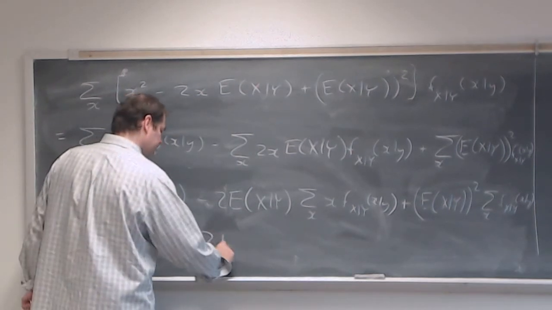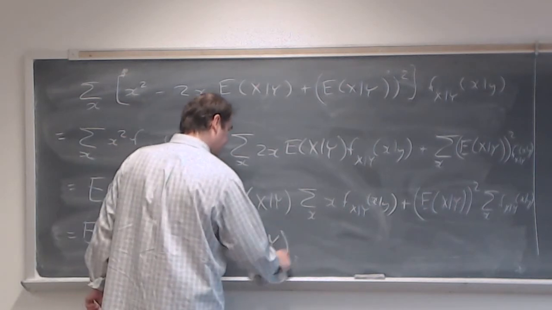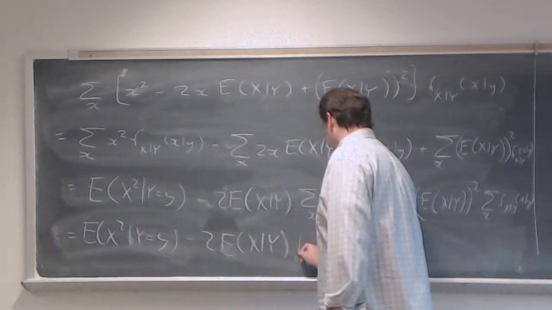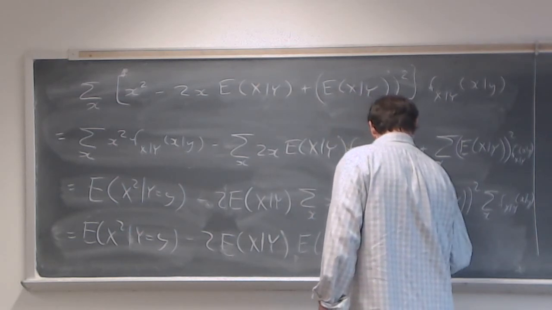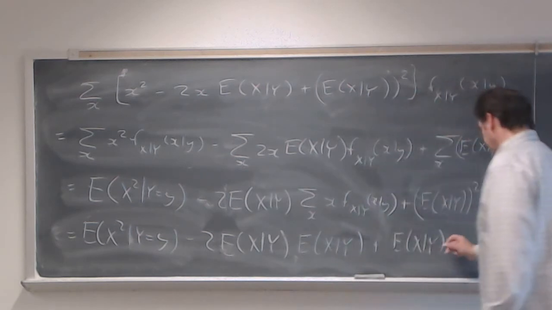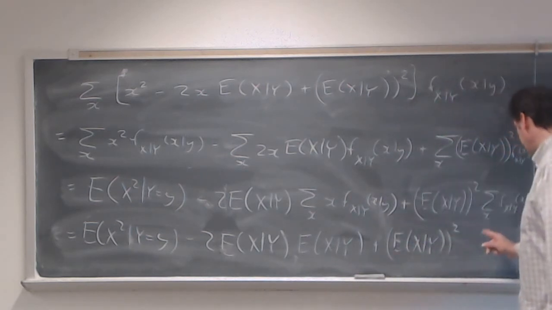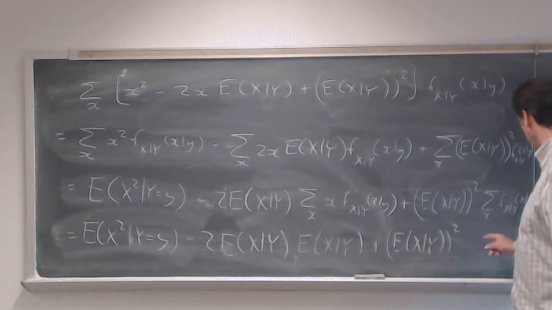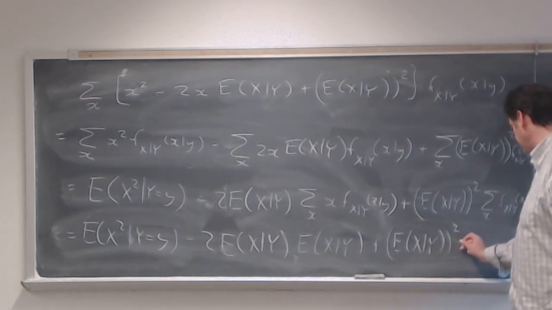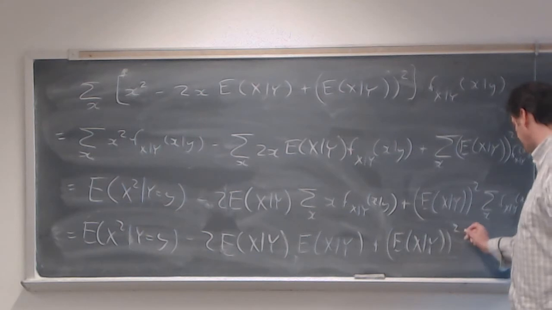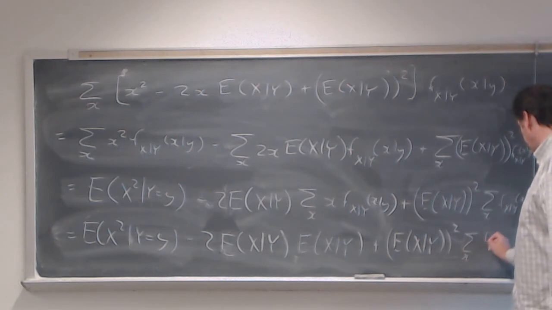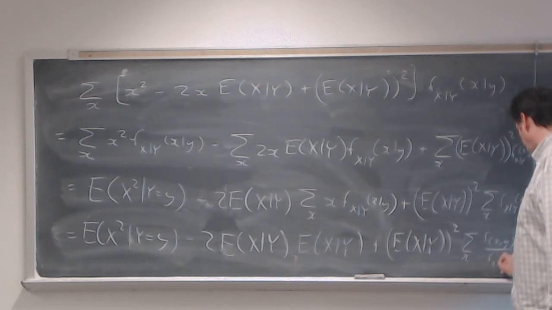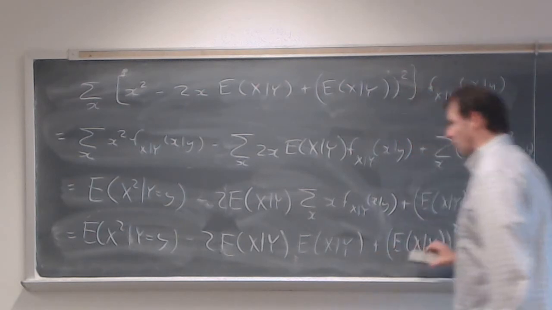Here, this is minus 2 times the conditional expected value of x given y. Here, this is nothing more than the conditional expectation of x given y, plus the expected value of x given y squared. And here, this sum over all x values, what is this? This will be f of x comma y over f sub y of y. So we'll work with that just a little bit more.